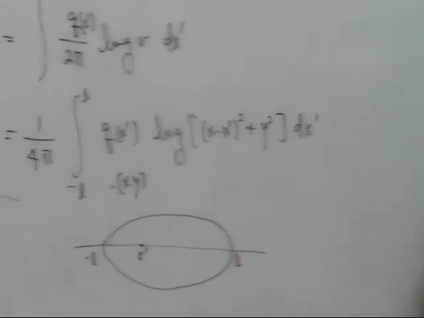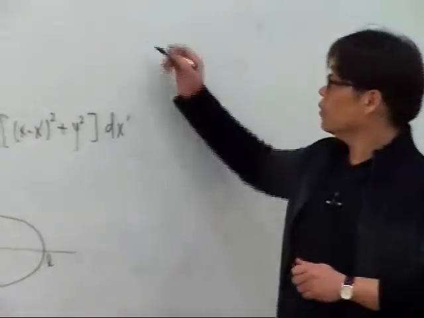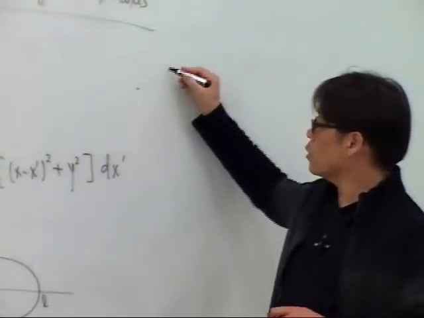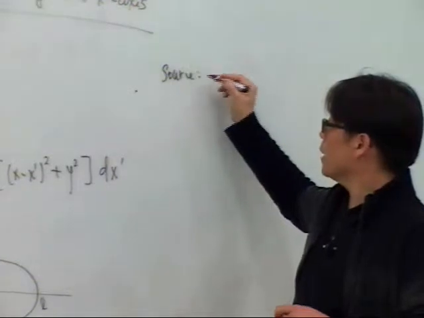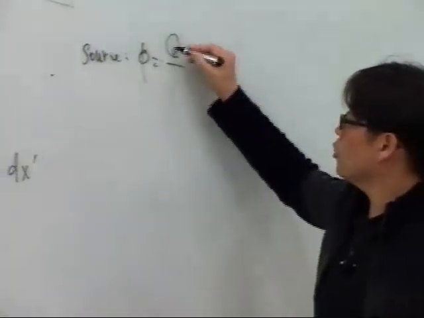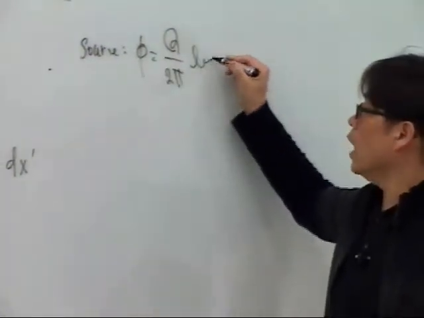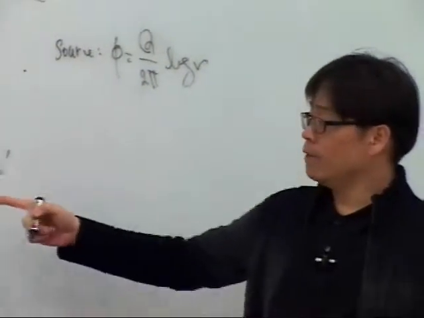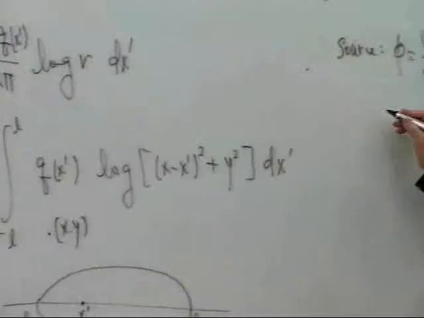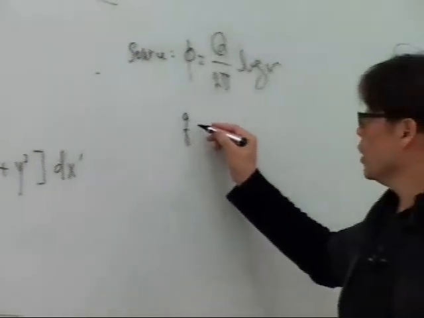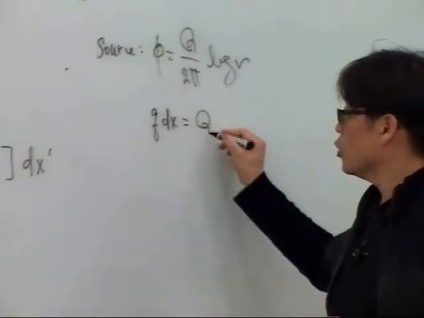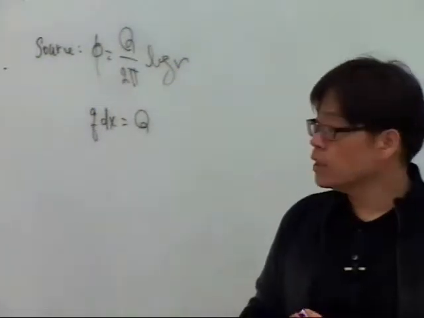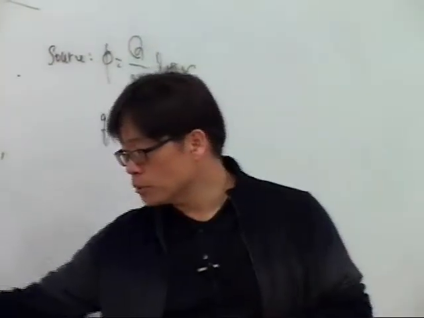So this is a distribution of sources along the x-axis. So what you're looking at here is the following. Previously I wrote that a source is given by capital Q divided by 2 pi log r, right? That's what I already wrote for a source. And this time I have an integration of small q. So what I'm saying here is q dx is basically Q. Okay. So I put in a continuous distribution of sources.